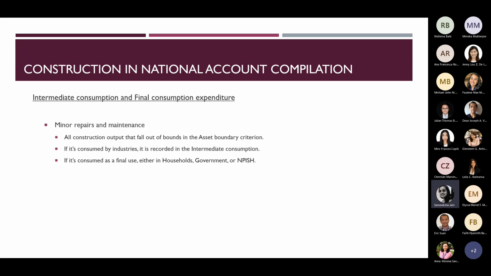Coming on to the other concepts of national accounts, in the context of construction, we look at intermediate consumption and final consumption expenditure. So here we look at the minor repairs and maintenance that come into place for various construction assets or buildings, etc. All construction output that falls outside the asset boundary criterion in fact falls under the minor repairs and maintenance category. If this is consumed by industries for further production, then this is counted as intermediate consumption. However, if it's consumed as a final use, then depending on who uses it, it can be in households, government, or NPISH category.